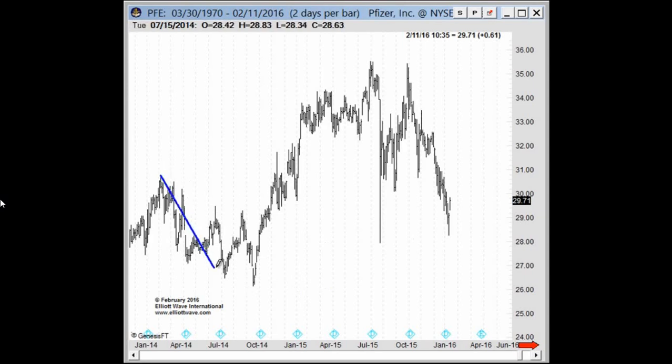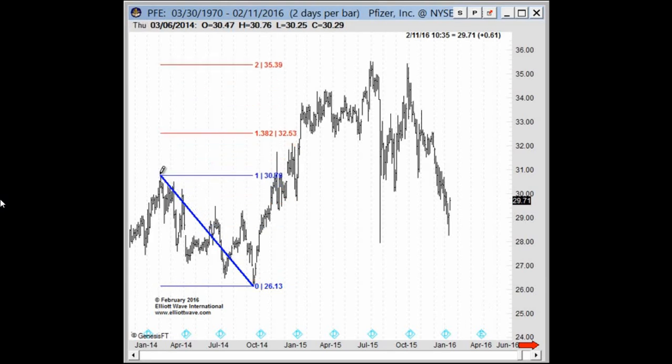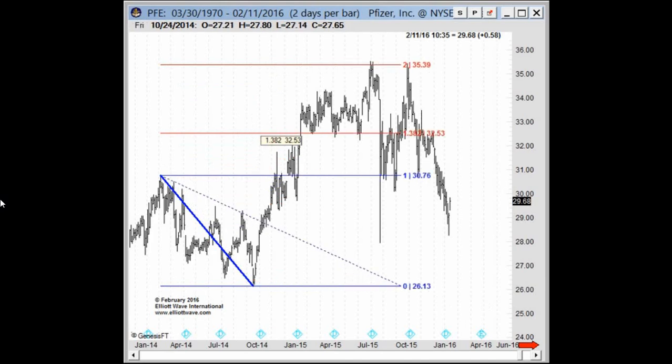So we simply begin by looking at one price move, and that would be this decline. This is going to be our measuring decline. We take that distance, from that low to the high, utilize our 2 numbers, 1.382 and 2.0, and that will identify a high probability objective for our anticipated advance. And as you can see, it did a great job of identifying the high right here in Pfizer.